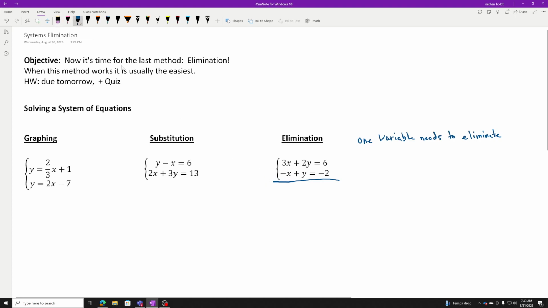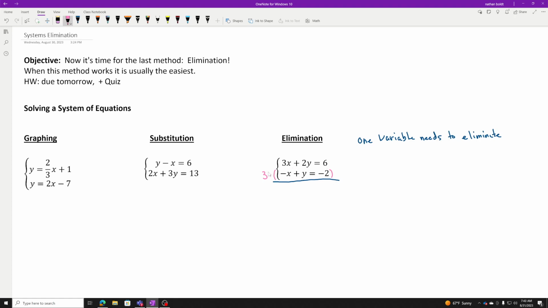How can I get one of those variables to eliminate? Well, if this was a 3, wouldn't that be nice? If that's a 3, then the 3x and the negative 3x would eliminate. So how do I turn that into a 3? I have to multiply this bottom equation times 3. As long as I do it to both sides, that's completely legit. Anything you do to one side, you got to do to the other side, and so we're completely mathematically okay.